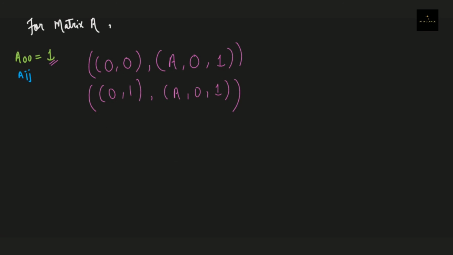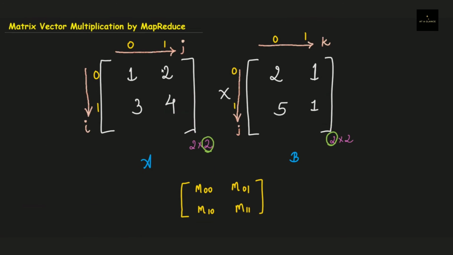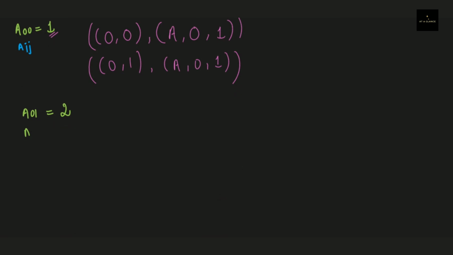Now we will write it for the second element also. The second element is at the index A01, which is 2. Here in this case, the value of i is 0 and the value of j is 1. For your understanding, I'll write aij here, so that you can understand that the value of i is 0 and the value of j is 1. So let's write the key value pair for this element.